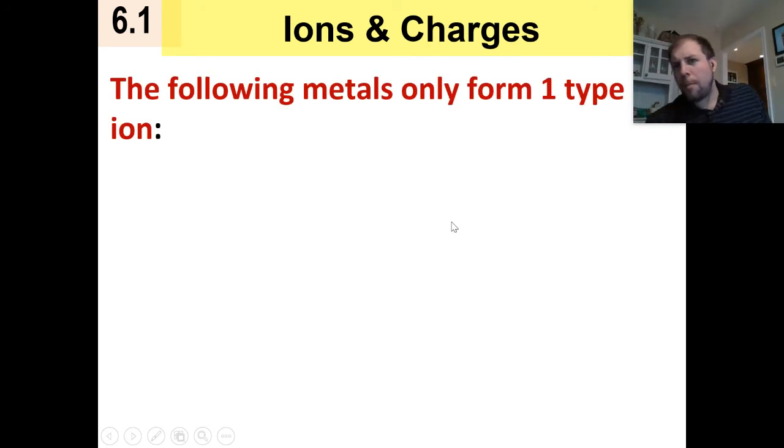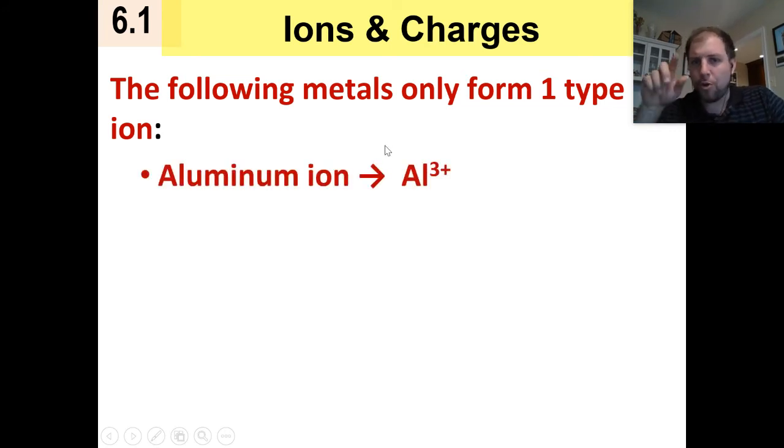There are a few other metals that only form one type of ion, so they do not get charges or Roman numerals. Aluminum is always 3+. Always 3+. There's no aluminum 2, no aluminum 1, no aluminum 4. So there's no need to write aluminum 3 because it's always 3+.